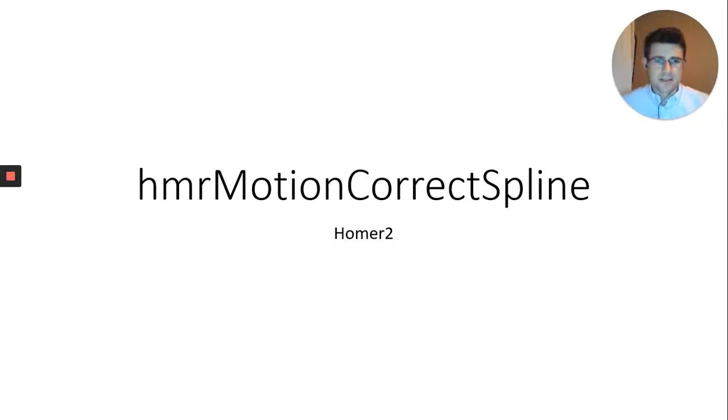All right, everybody, this is a video on the hmrMotionCorrectSpline function. It's basically a motion correction algorithm that is implemented in Homer 2, and it allows you to correct for various types of motion artifacts. It's one of like 7 or 8 different options that you have. So it's not the only one out there, but I'm going to explain how it works and show you how to put it into a pipeline to use it.